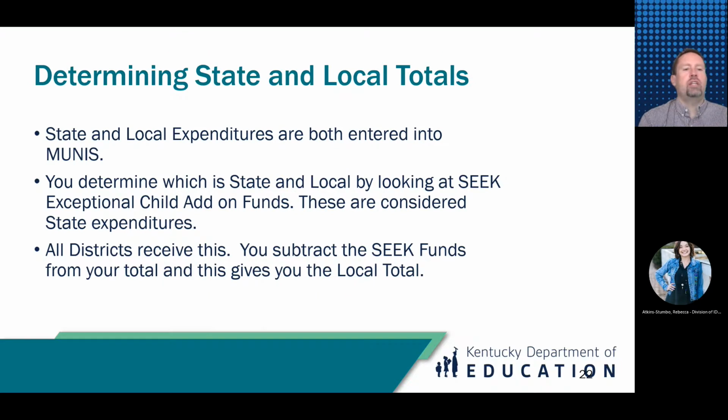As far as determining your state and local totals, both state and local expenditures are entered into Munis. The way you determine in Kentucky what's state and what's local is, first, for state, you would look at your SEEK Exceptional Child Add-on funds. All districts receive these. Your SEEK Exceptional Child Add-on funds are considered your state expenditures. Then to get your local, you would simply subtract your SEEK Exceptional Child Add-on funds from your total expended out of that general fund, and that would give you the local total.